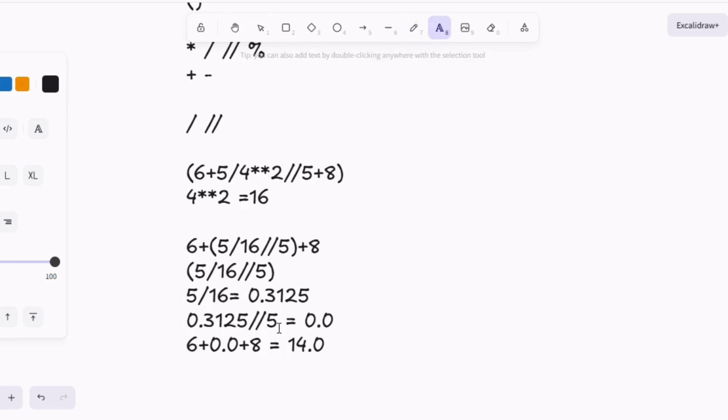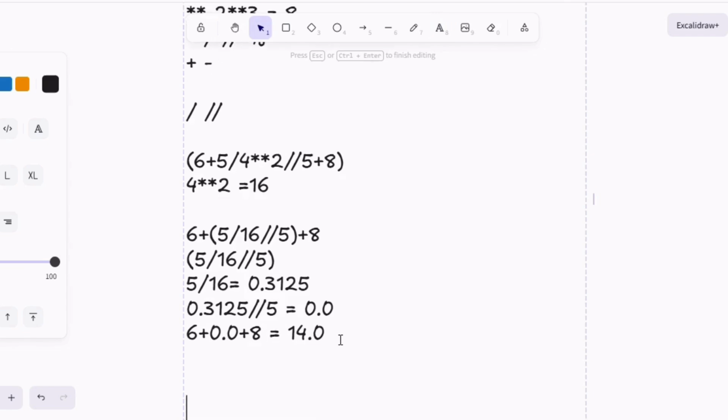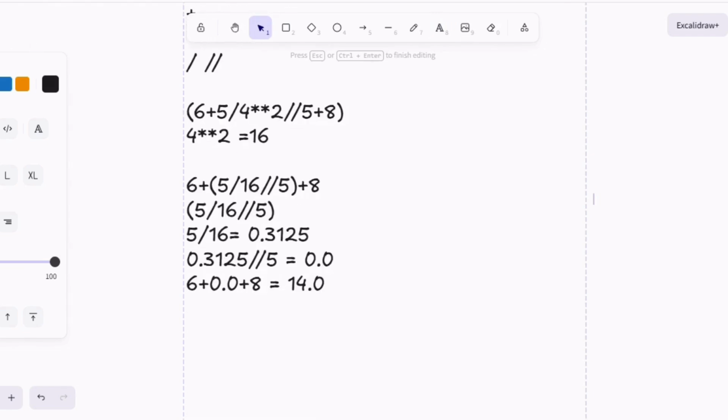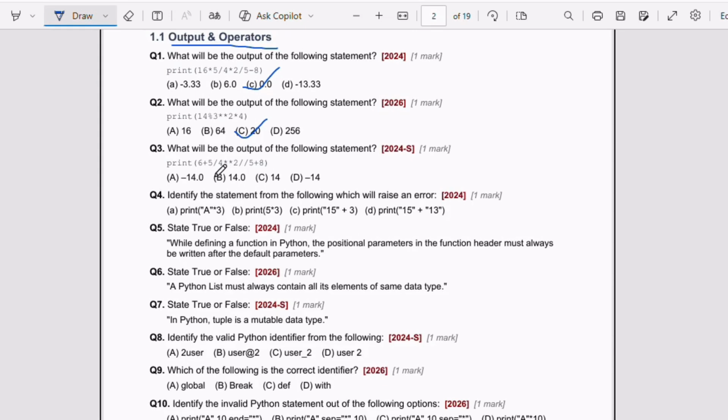Okay, let me explain you. In Python, if we are performing an operation like multiplication, division or exponentiation, we generally keep the float values. If we have a floating value and an integer value involved in an operation, it will keep the floating value. So over here the answer will be 14.0 and not 14. You have to keep this in mind when you are solving the questions.